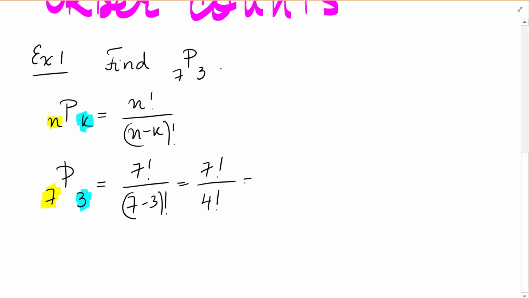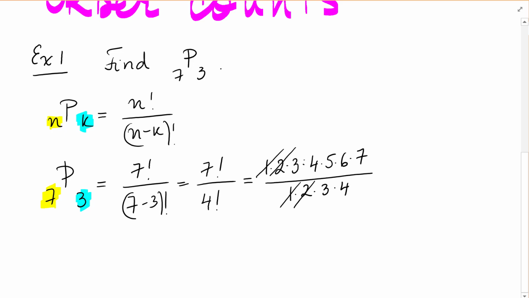Now 7 factorial means 1 times 2 times 3 times 4 times 5 times 6 times 7. And 4 factorial means 1 times 2 times 3 times 4. So we notice that 1 divided by 1 is 1, 2 divided by 2 is 1, 3 divided by 3 is 1, 4 divided by 4 is 1. So we end up with 5 times 6 times 7, which is 210.